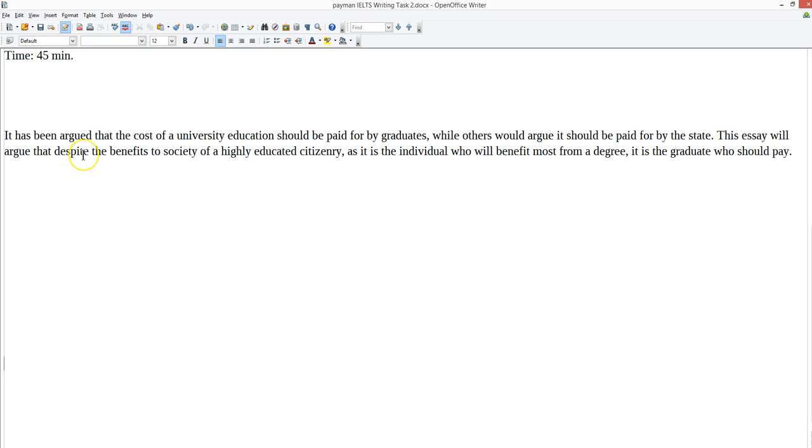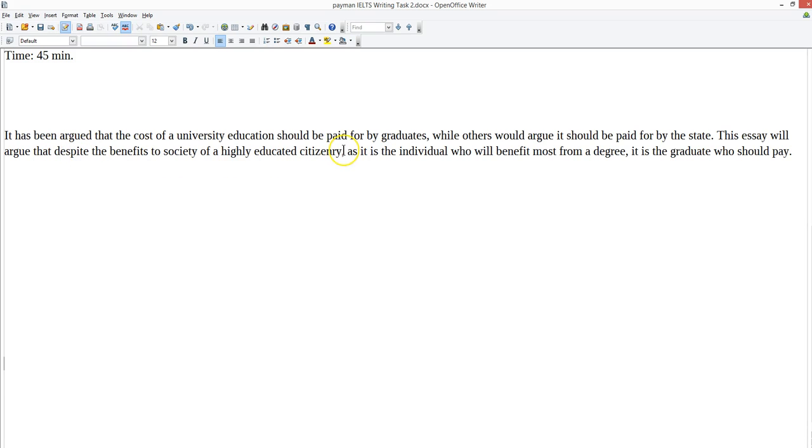This essay will argue that. So, opinion: despite the benefits to society of a highly educated citizenry. So, this is where the essay is going to be going. The two main ideas of paragraph 2 and 3.